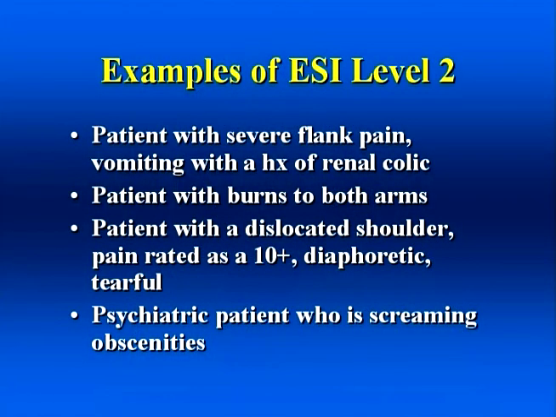To review, the following patients meet ESI Level 2 criteria. The patient with a history of renal colic who presents with severe flank pain and is vomiting. There is nothing the triage nurse can do to relieve this patient's pain. They need to be seen and have an intravenous pain medication administered. A patient with severe burns to both arms. A patient with a shoulder dislocation who rates their pain as 10+ and is diaphoretic and tearful. A psychiatric patient who presents to the emergency department screaming obscenities, is in severe distress, and meets ESI Level 2 criteria. ESI Level 2 patients remain a high priority.